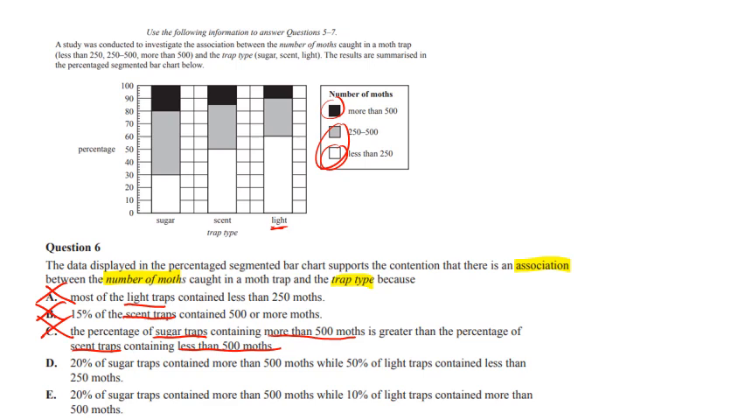It's not C. D, 20% of sugar traps contained more than 500 and 50% of light traps contained less than 250 moths. Again, not comparing like with like because we've got the more than 500 and the less than 250. Looks better, but it isn't the right thing. If you look at E, it says 20% of sugar traps contained more than 500 moths, while 10% of light traps contained more than 500 moths. So we've got two traps talked about and the same statistic. So the answer must be E.